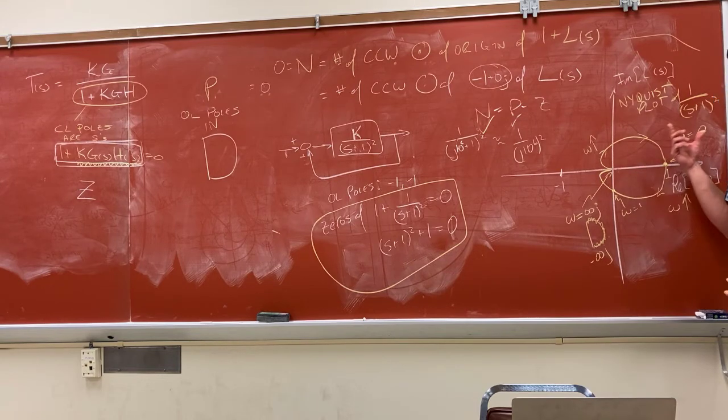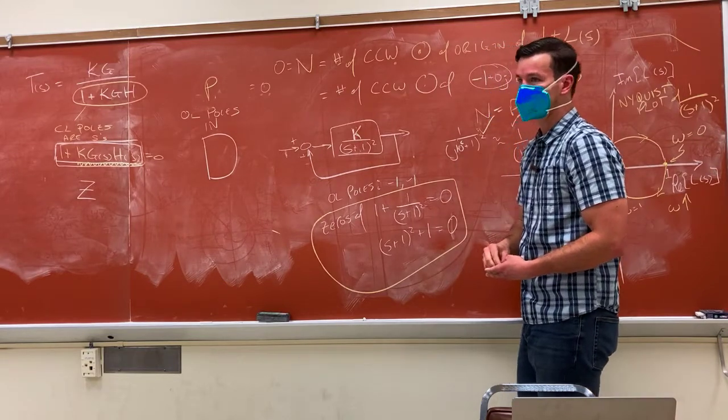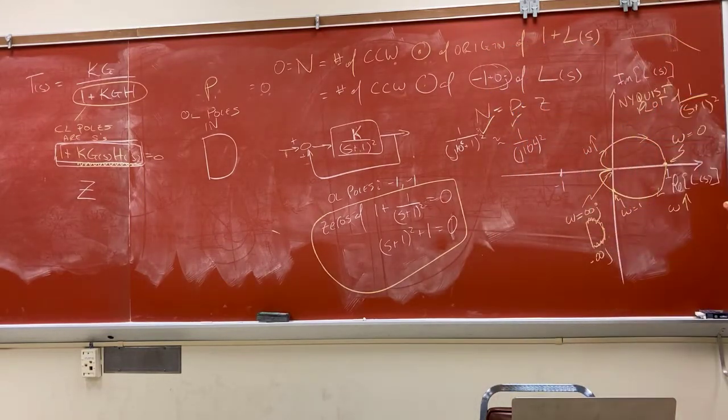But here's the cool part. What if you inflated k? Would it ever encircle negative 1? Could we ever destabilize this by increasing k? It's the same result. Okay. One way to say that is that there is an infinite gain margin in the system.